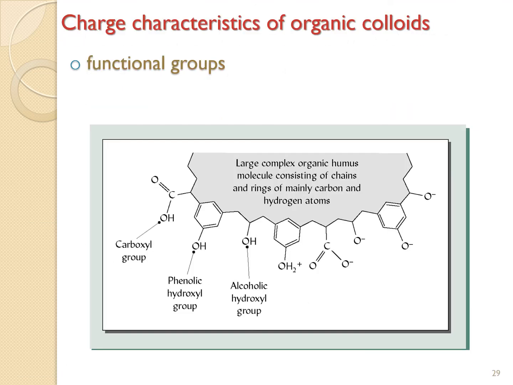All right, so these functional groups that we see on the edge sites of a large complex organic humus molecule consist of chains and rings and carbon and hydrogen atoms, and then we might see some carboxyl groups or some phenolic hydroxyl groups or some alcoholic hydroxyl groups associated with the surface. And these are all the types of groups that are going to deprotonate and provide some kind of surface charge for ions to interact with.